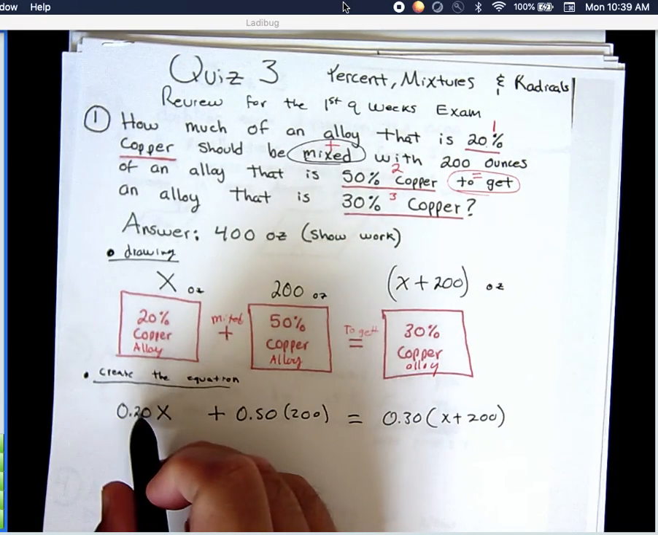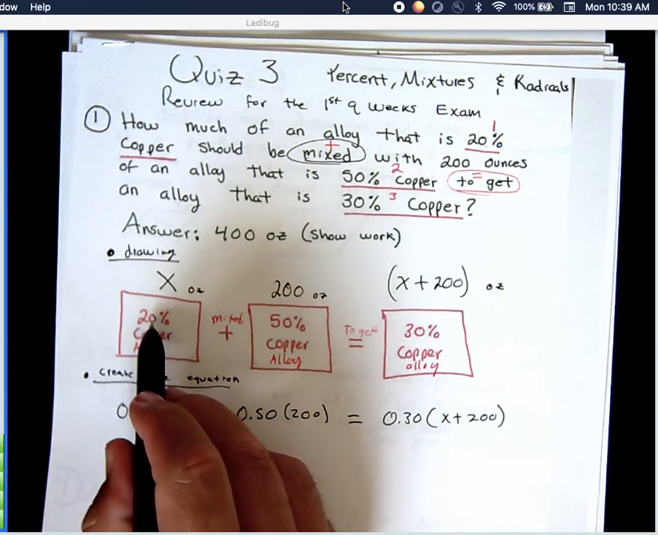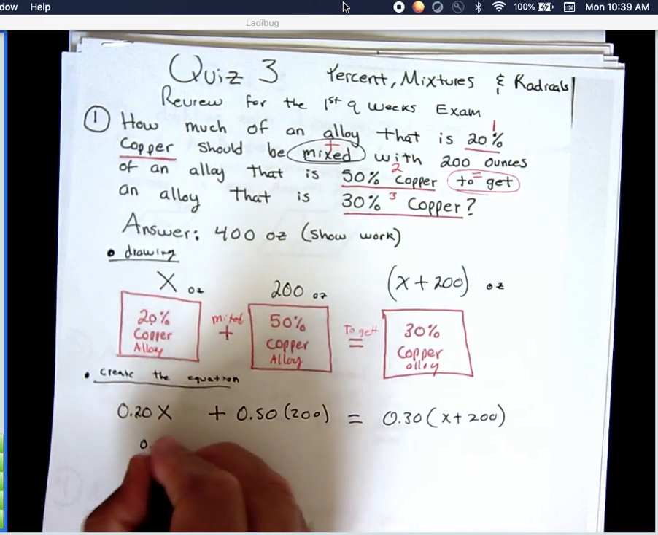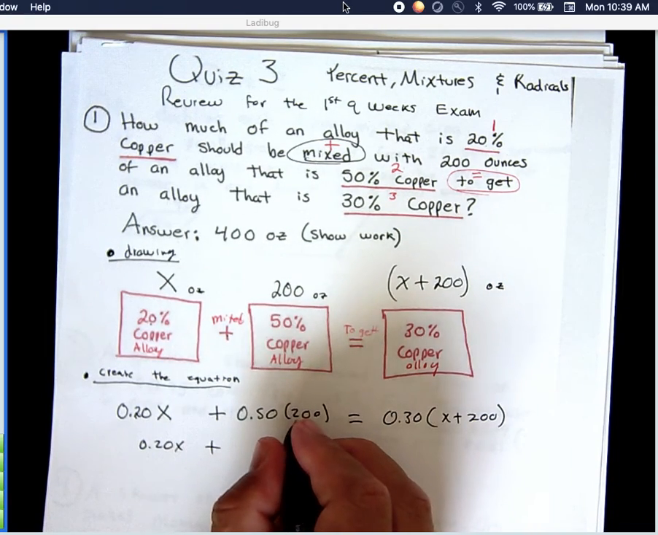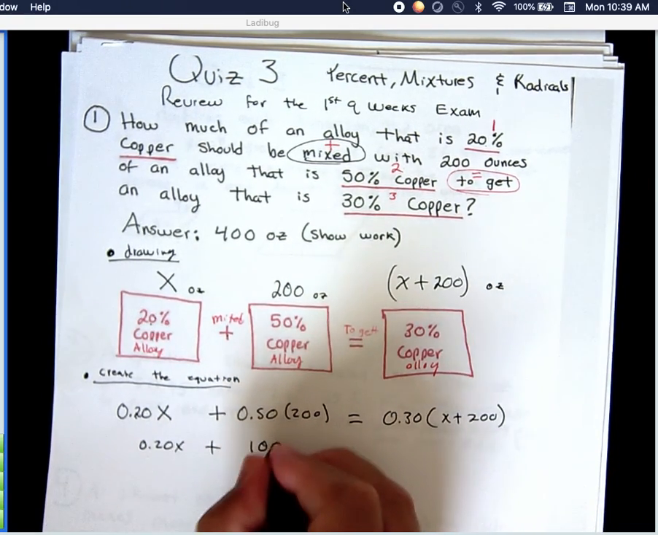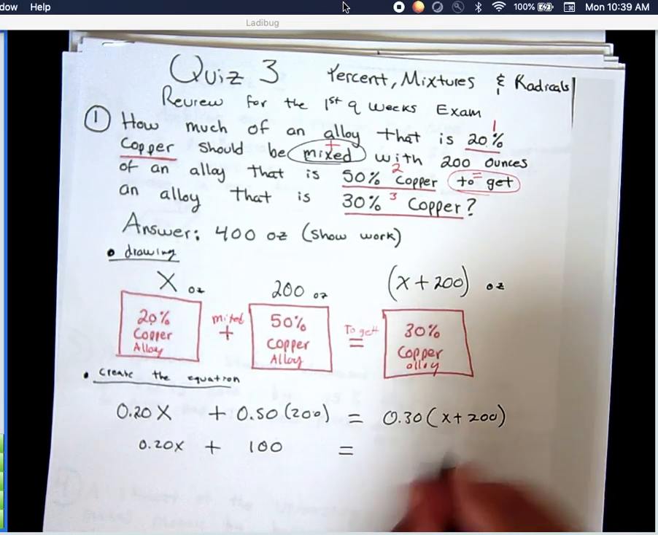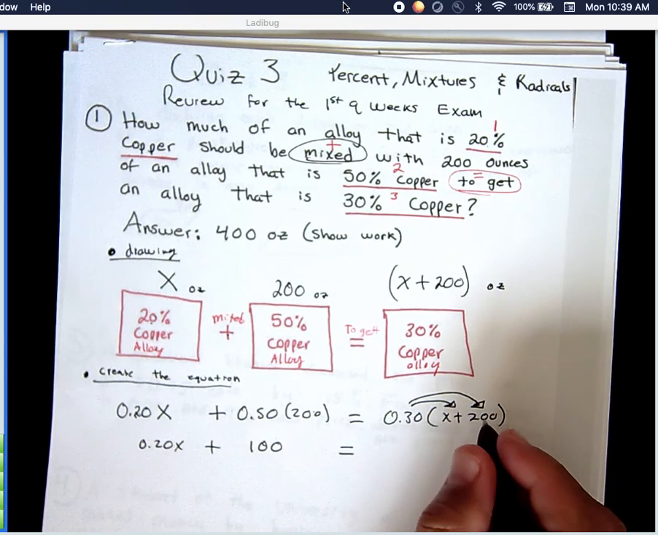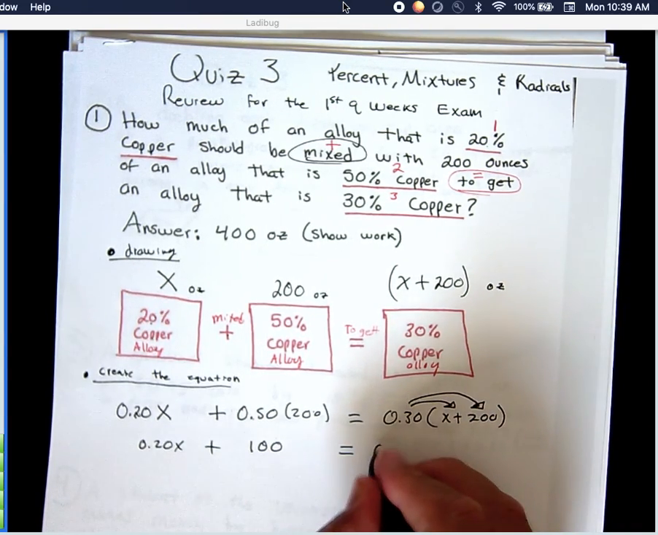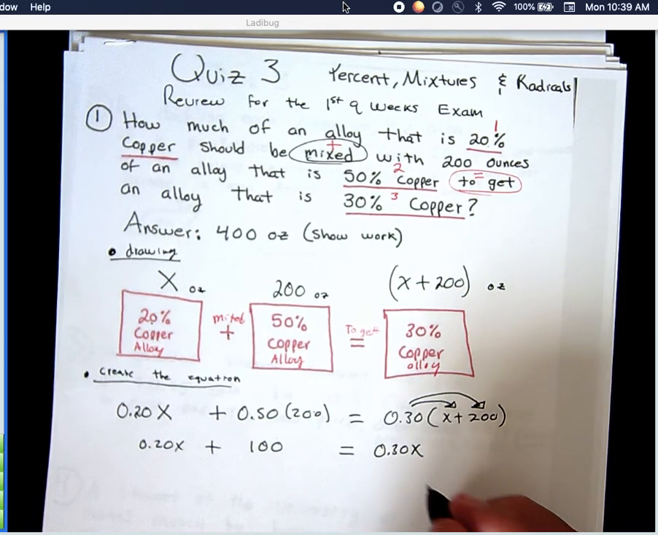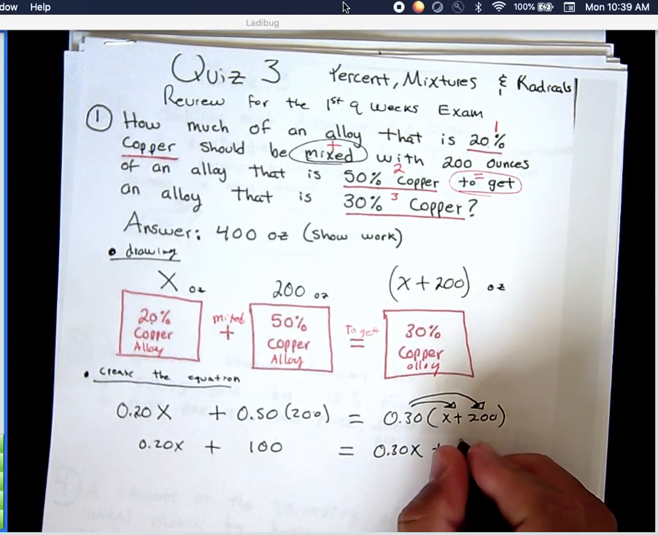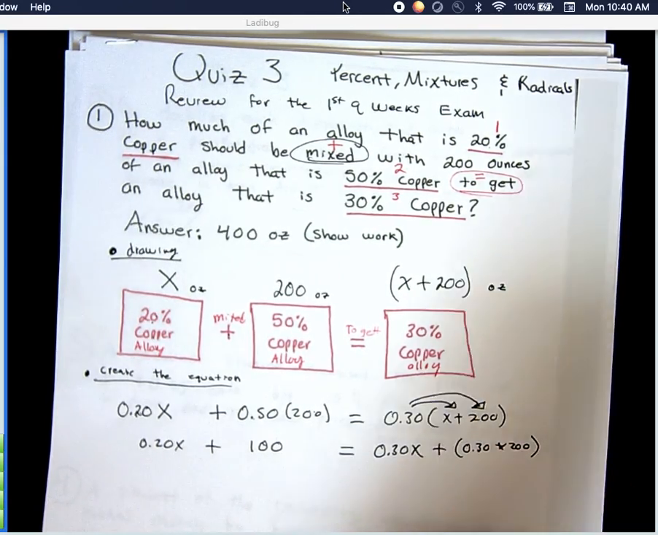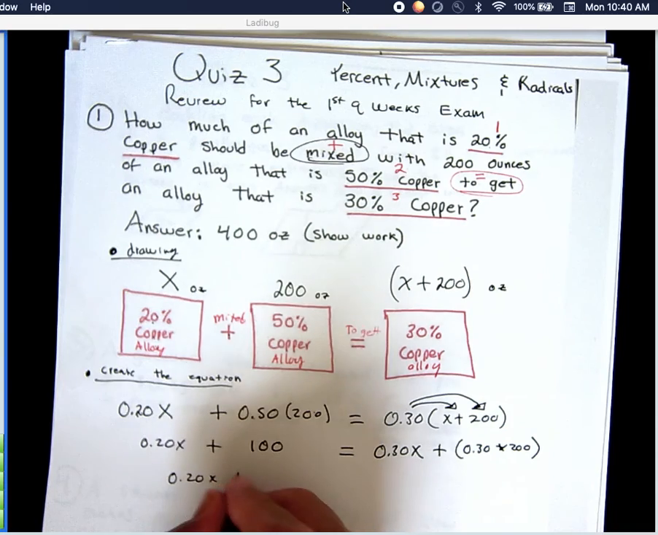Now let's go back to the equation. Again, I multiply the concentration times the ounces. Now that one stays the same. That one gives you 100s, 0.5 of this is 100. That one you're going to have to distribute to both terms inside the parentheses. So you're going to have x plus, I'm going to put it in parentheses here so that you know what's happening. Let me rewrite it.